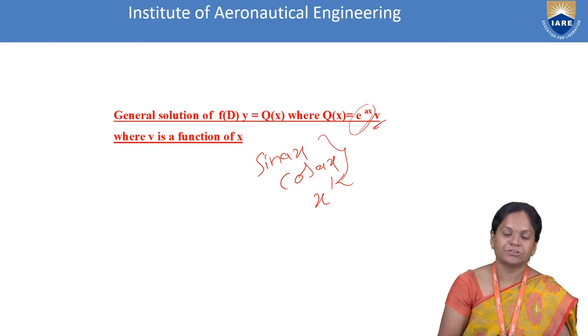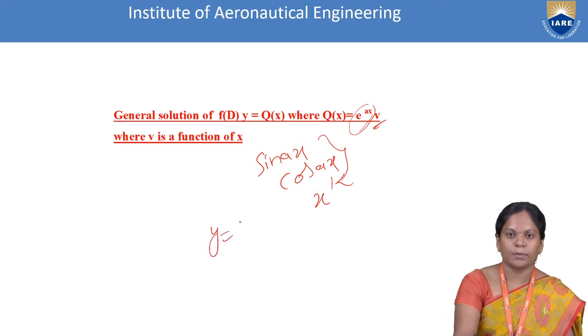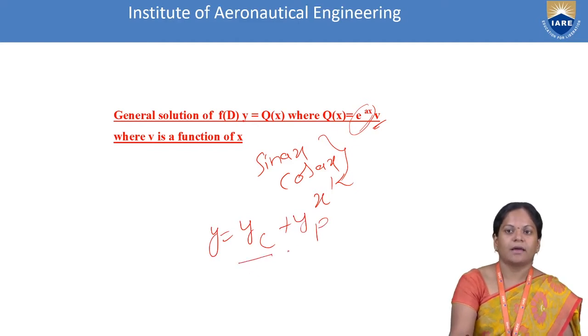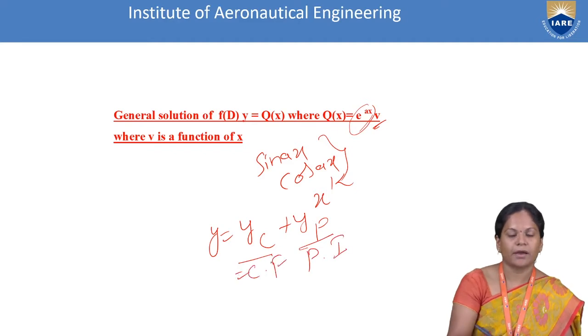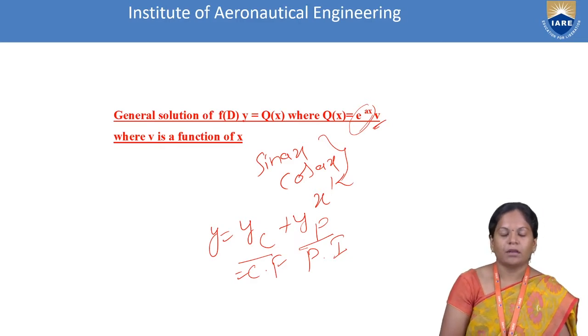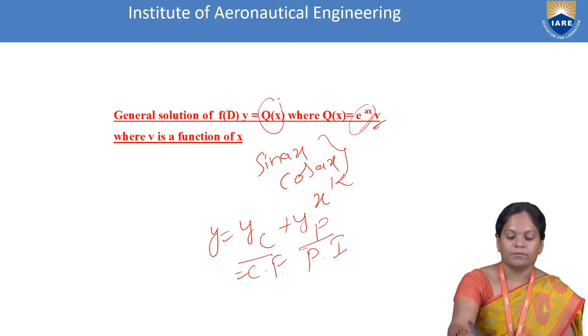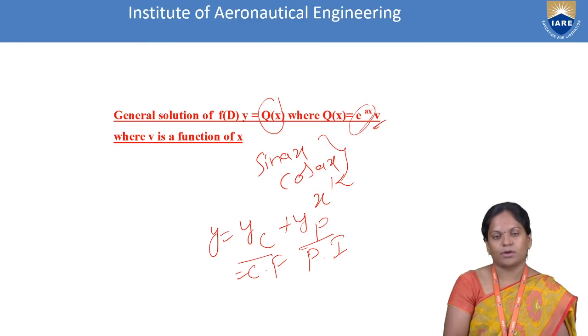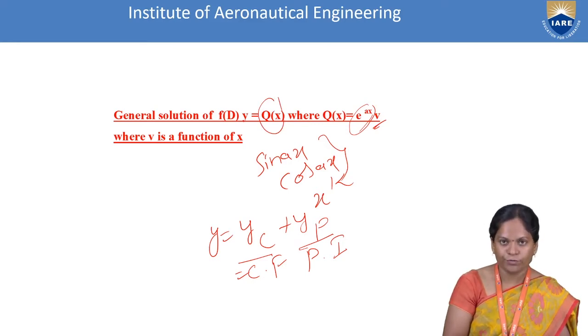And how can we find the general solution of F of D into y equal to Q of x? It is nothing but y equal to yc plus yp, where yc is the complementary function and yp is the particular integral. How do we find the complementary function? Based on the roots. And how do we find yp? Based on Q of x. Here in the RHS we have the term Q of x, which is mainly a function of x, either sin, cos, exponential, or x power k.